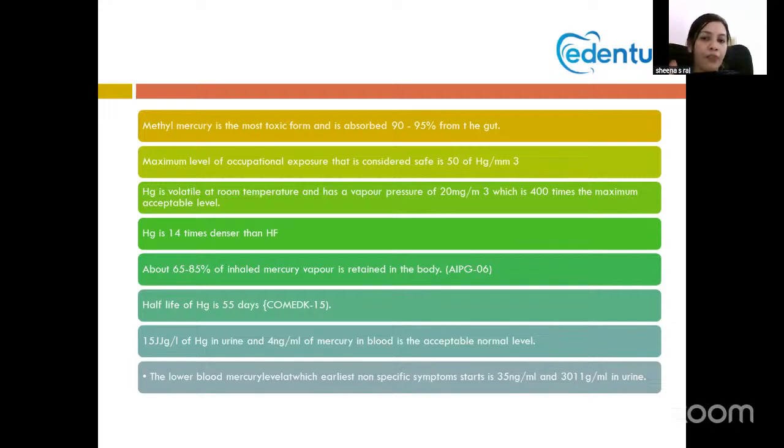Occupational exposure is 50. The pressure is like 20. And about 65 to 85 percent of the mercury vapor is absorbed by the body. As we discussed in the last question, the half-life of mercury is like 55 days, and 15 mmHg mercury is the acceptable normal level in urine and 4 in blood. Please keep in mind, in blood it is 4, in urine it is 50, right?